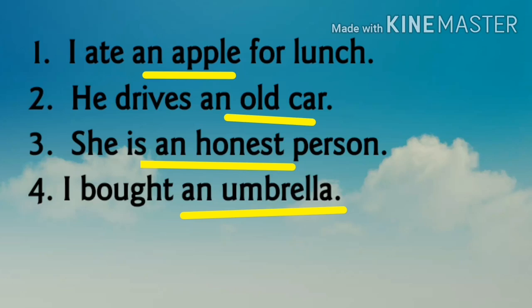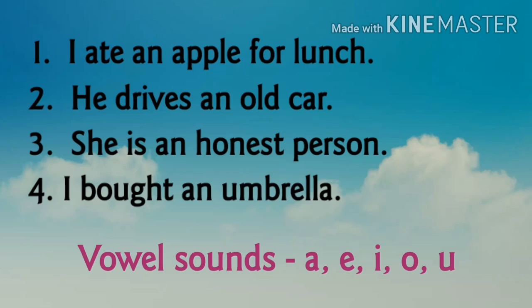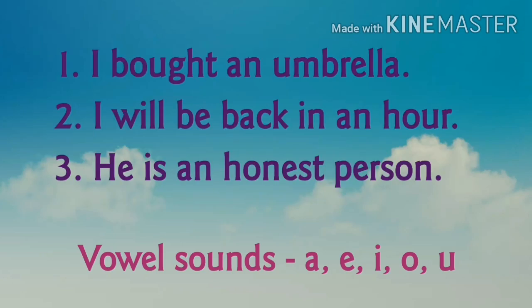See the first one, apple. A, E, I, O, U. Apple. The sound A comes here. So it's a vowel sound. So we use the article an. Now let's see these sentences. I bought an umbrella. I'll be back in an hour. He is an honest person.